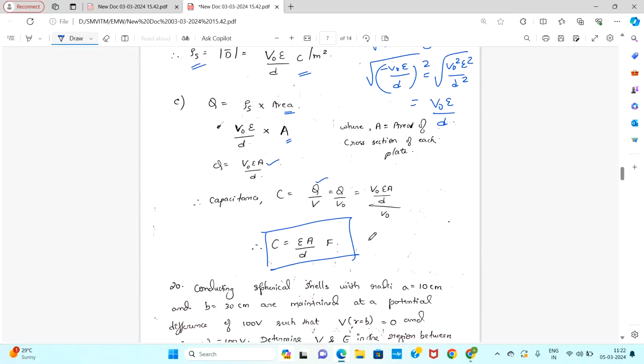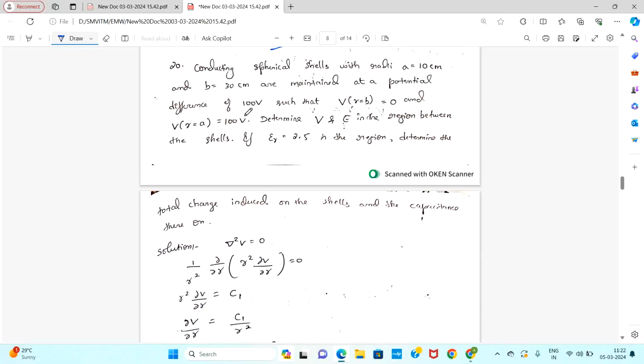Right. So we'll move on to the fourth problem under this. Again, conducting spherical shells with radius A and B are given. It's again a spherical coordinate system, maintained at a potential difference of 100 volts, such that V at R equal to B is 0 and V at R equal to A is 100. When R is B, potential is 0. When R is A, potential is 100 volts. These are the boundary conditions.